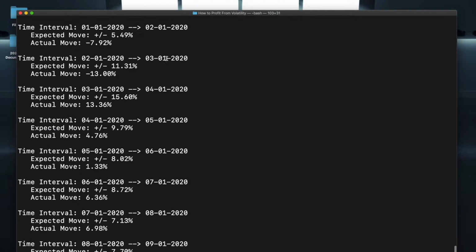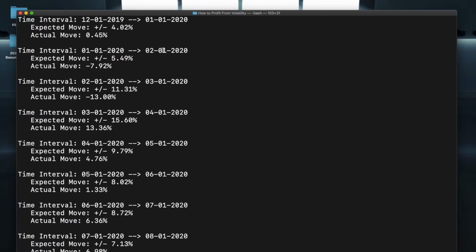And so the output here, the way this works is for each month in the data set, it's going to show you what the expected or the implied move was for that month. So in this case, for the month of January 2020, from January 1st to February 1st, what was the expected move for that month? And in this case, it was either up or down by 5.49%. And the actual move in this case was the S&P 500 moved down by almost 8%.